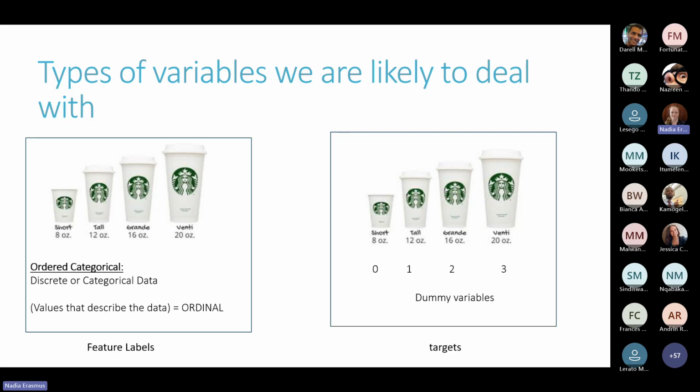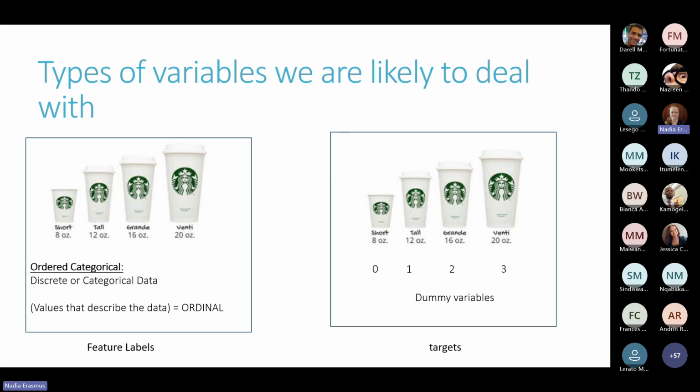So we have categorical data that can be ordered. In this case, it's a Starbucks. We have a short, tall, grande, and venti. So we have small, medium, large, and extra large. Okay, so we have an order. You can rank it. Okay, so it's ordinal, ordered, ordinal.